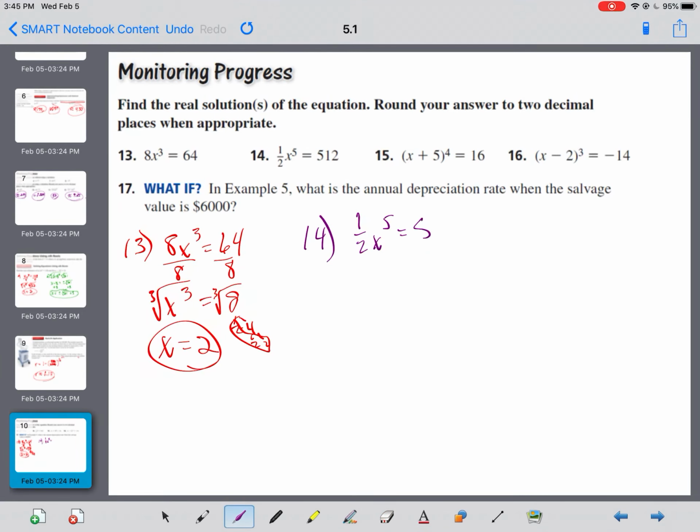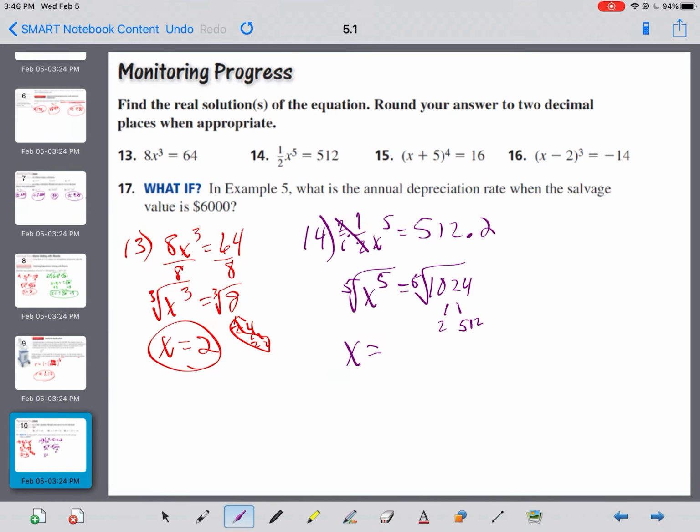1/2 x to the fifth equals 512. Getting rid of 1/2 is multiplying by the reciprocal, so we're going to multiply by 2. So we get x to the fifth equals 1024. And we're going to take the fifth root. So x equals, and let's see.